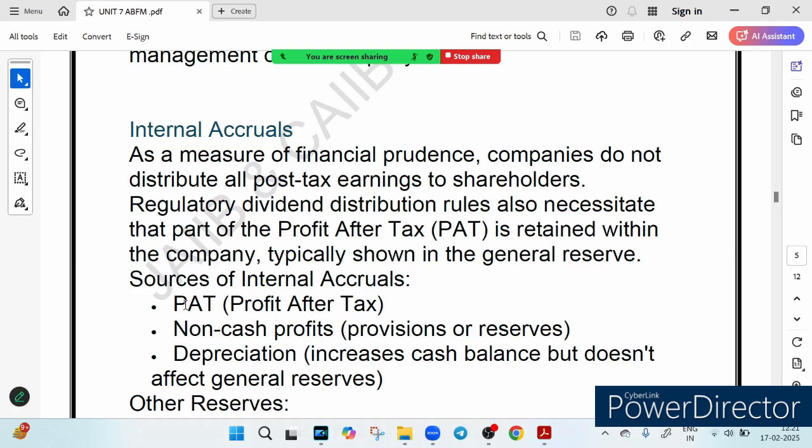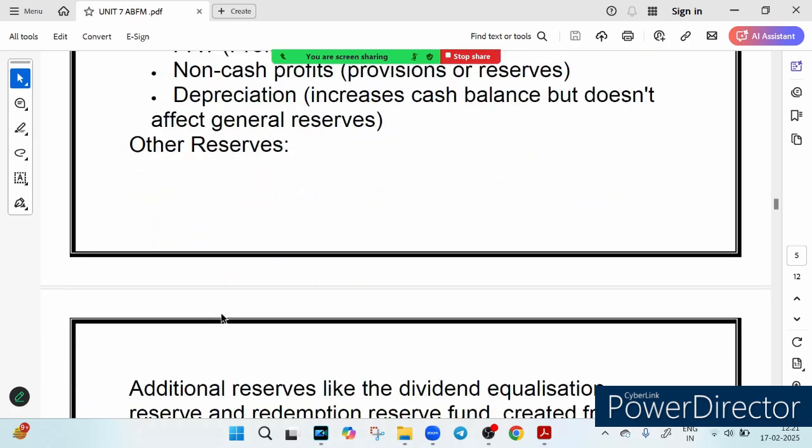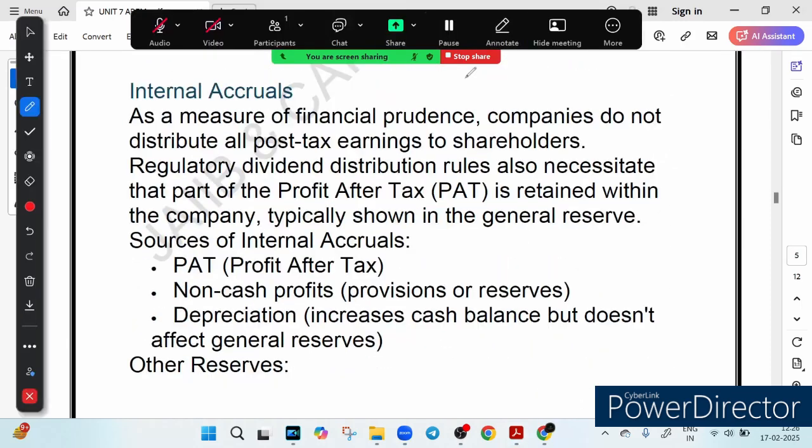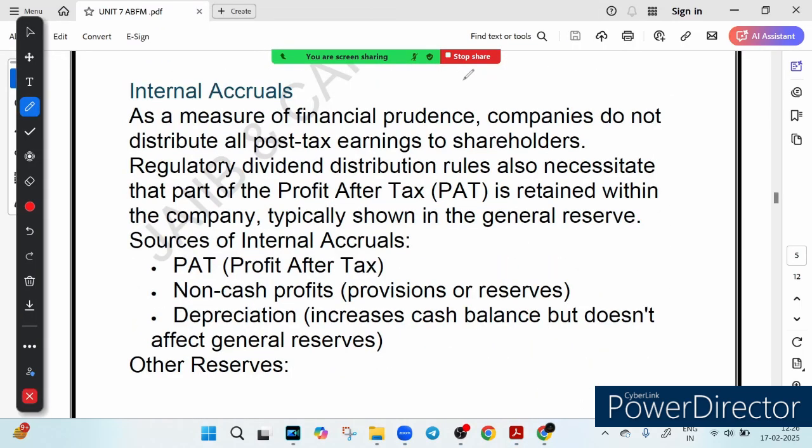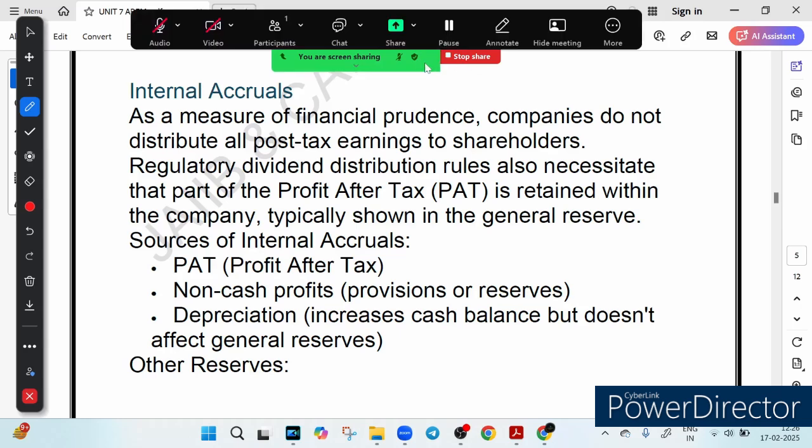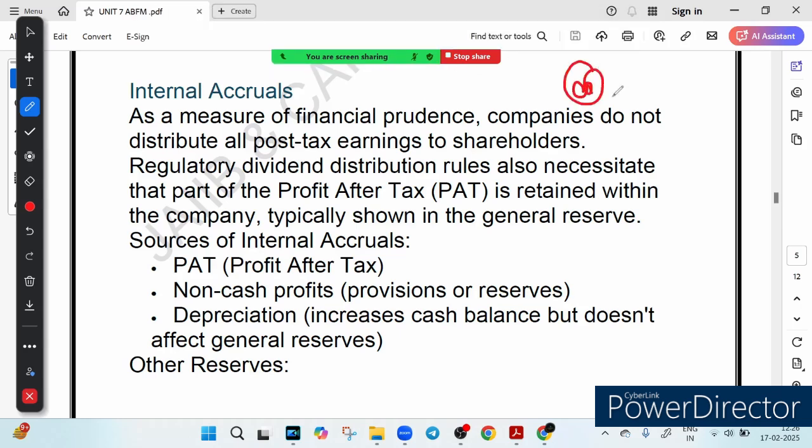Now let's talk about the internal accrual here. Have you ever wondered why companies don't distribute all their profit to shareholders? So this is the company, and these are the shareholders. What does the company do?